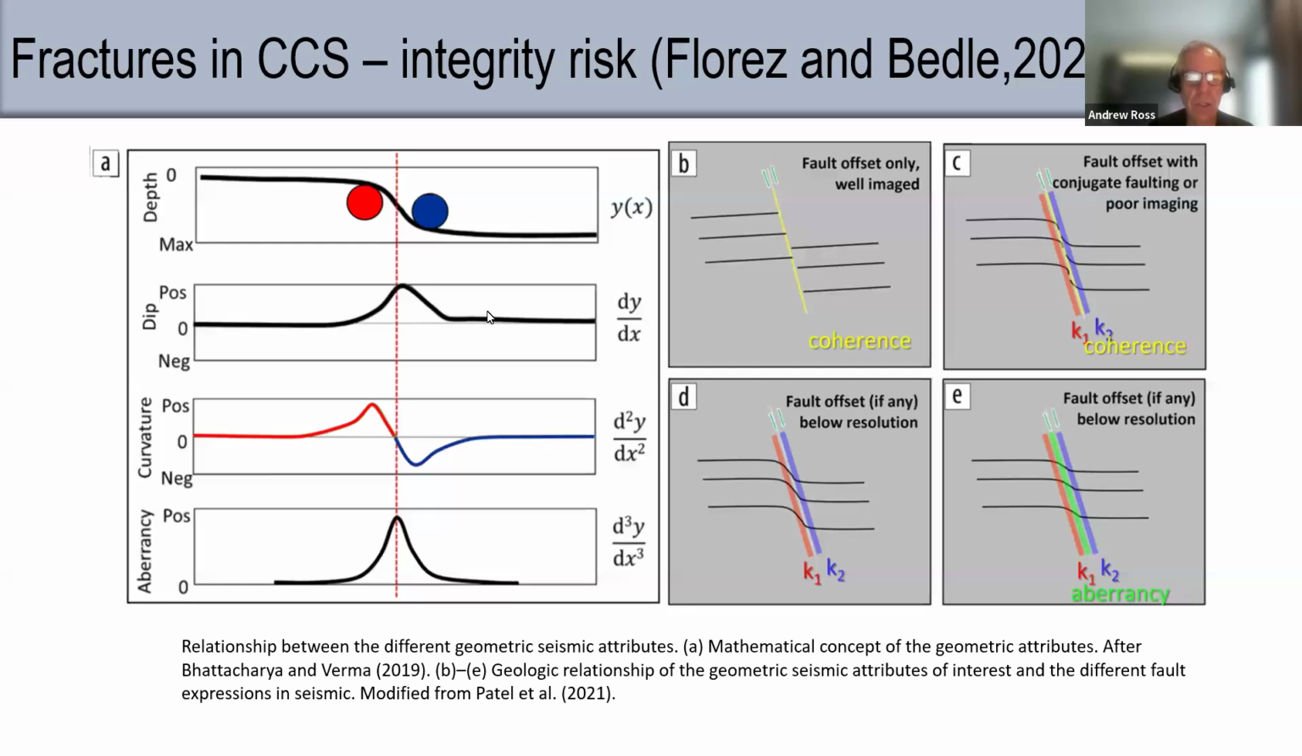And then what they've shown here is I can look at these pairs, and then they had the idea of calculating the third derivative. So I've got the slope, and then I'm going to look at the dip, and then the curvature is the second derivative, and then the third derivative is what they call aberrancy. So now that's an attribute that will sit on the fracture itself.